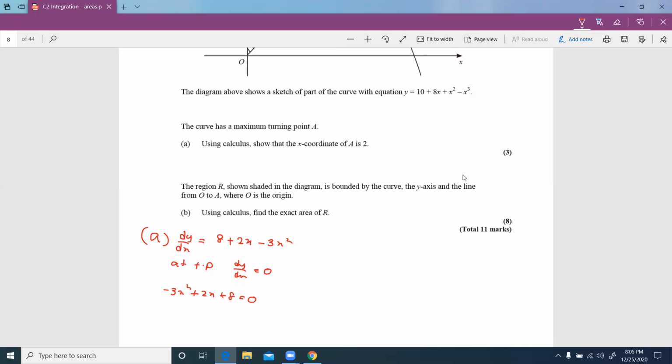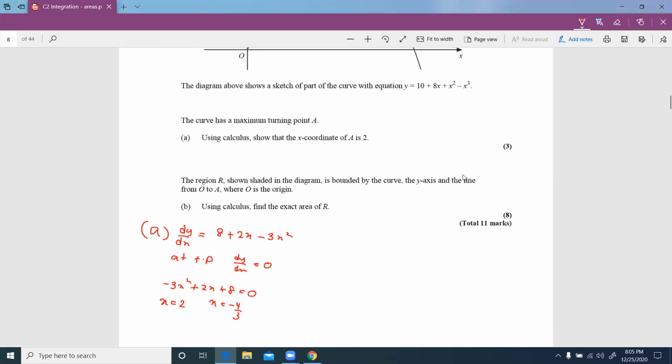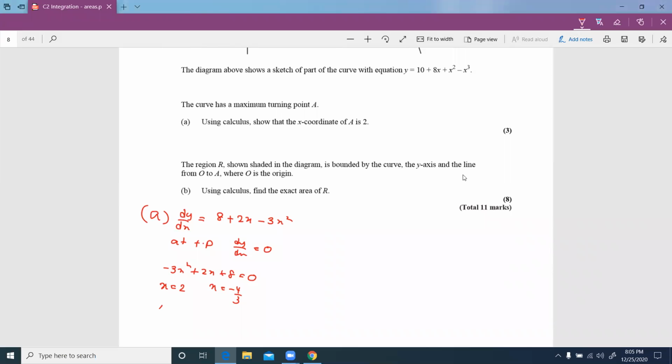So if you simplify this factor, you can say x is equal to 2 is one answer, and the other answer is x is equal to minus 4/3. So with this information, we can obtain the answer for x. You can say here the point A, it's only a 3-mark question. Therefore, there is no need of doing further work of showing that it's a maximum.